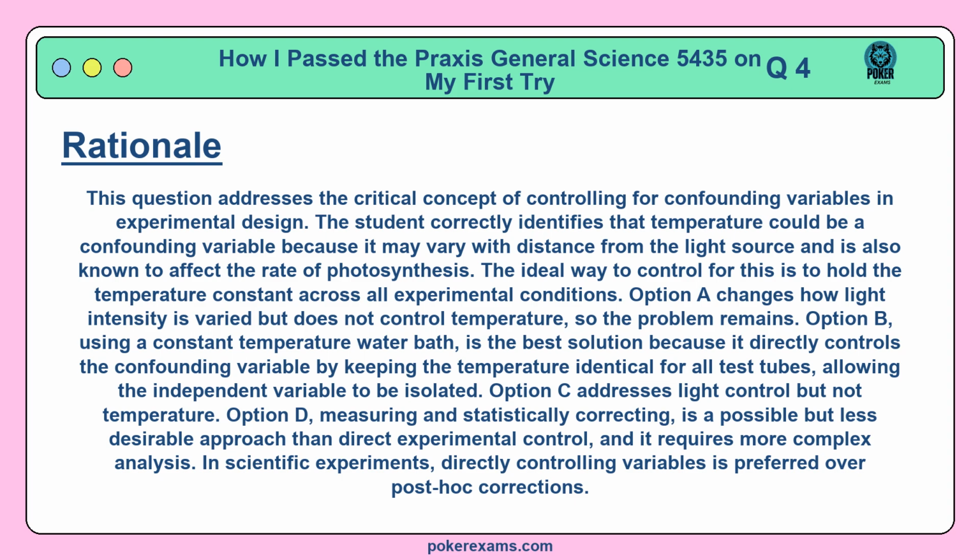Option A changes how light intensity is varied but does not control temperature, so the problem remains. Option B, using a constant temperature water bath, is the best solution because it directly controls the confounding variable by keeping the temperature identical for all test tubes, allowing the independent variable to be isolated. Option C addresses light control but not temperature. Option D, measuring and statistically correcting, is a possible but less desirable approach than direct experimental control, and it requires more complex analysis. In scientific experiments, directly controlling variables is preferred over post hoc corrections.